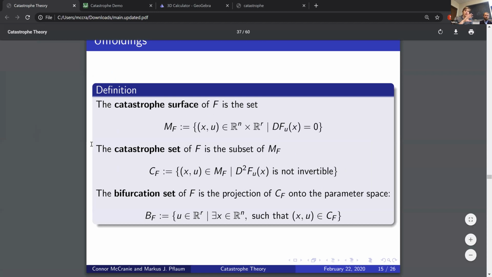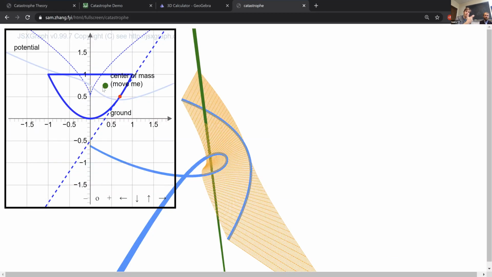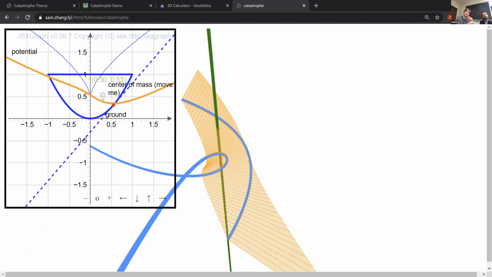So you had the 2D picture and the 3D picture. For the 2D picture, are we living on the real line? We have the real line and some ground height, and then you have some ball. Our function here is the center of mass, so we're living in R squared. It takes an XY coordinate of the center of mass and goes to the position of the center of mass, so to R.